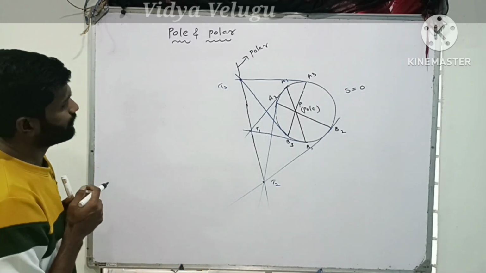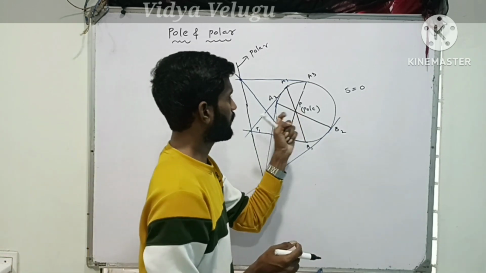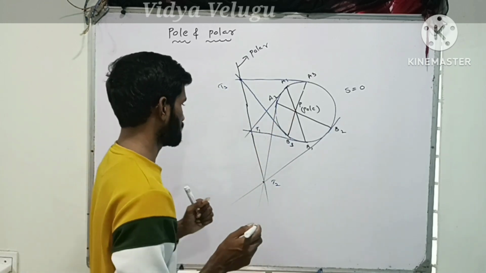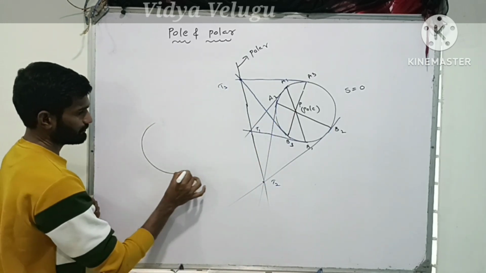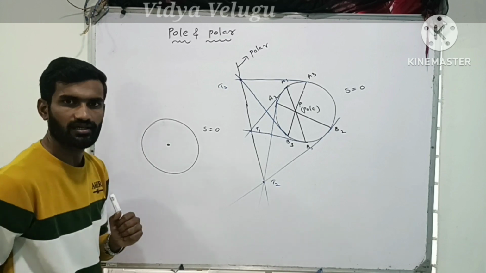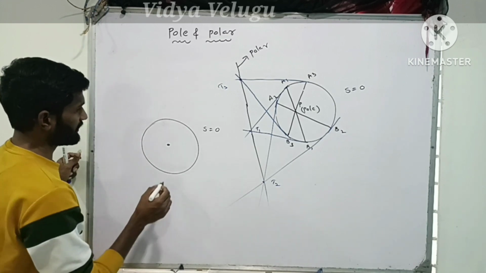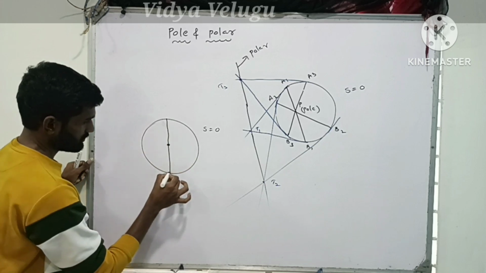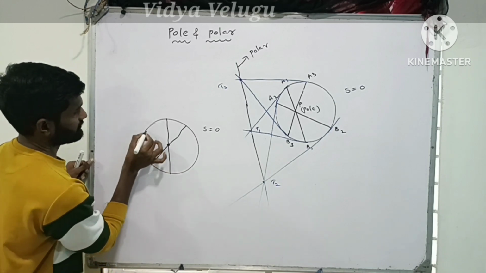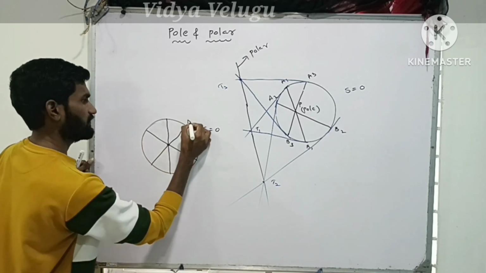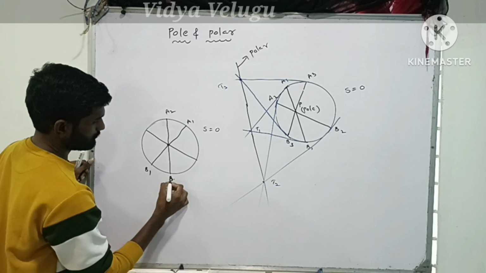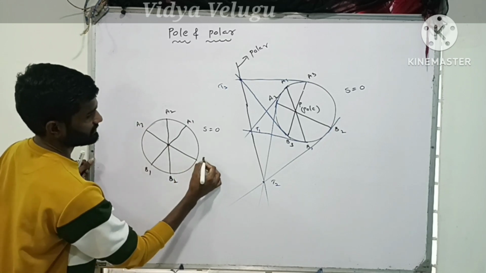Next, sir, you said not to take the pole as the center. So what will happen if I take the pole as the center? Just observe here. If it is the circle S equals 0, and I consider the center itself to be the pole, then what will happen? If I take the chords, this is one chord, and this is one more chord, and one more chord. This is A1 B1, one chord, A2 B2, one more chord, and A3 B3, one more chord.